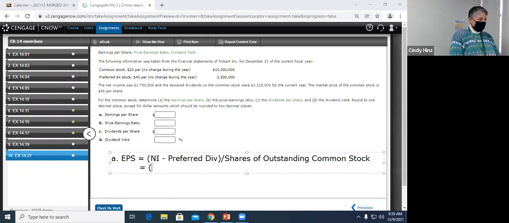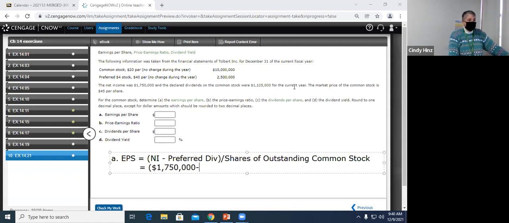Okay, so our net income was $1,750,000. We want to subtract from that the preferred dividends. So what do we know about our preferred stock? Rather than being given a percentage as we normally are, we're given that it's $4. That $4 is the dividend. Normally we are used to it being given to us as a percentage, but instead it's a dollar amount per share. And we need to figure out how many shares there are.